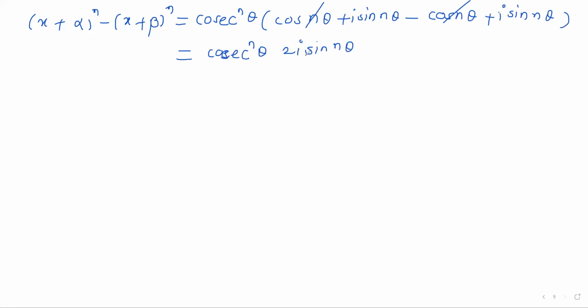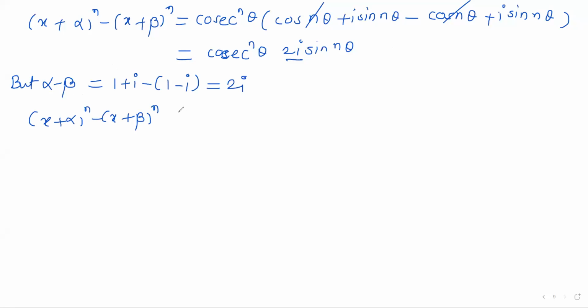Is this what we had to prove? Yes. Right? No, this is not what we have to prove, we have to go ahead, and I think we have reached here now. Now continuing this similarly, what is alpha minus beta? Alpha is 1 plus i minus beta, which is 1 minus i. So this will be nothing but 1 gets cancelled and this will become 2i. Right? And therefore instead of 2i, can I write alpha minus beta? So (x plus alpha) raised to n minus (x plus beta) raised to n is equal to alpha minus beta into sine of n theta into cosec raised to n theta. So this is what we had to prove. Right? Hence proved.